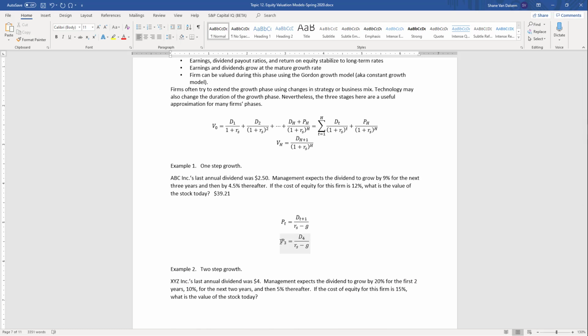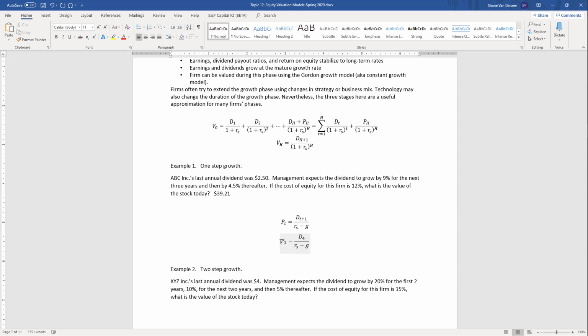The second is two-stage growth. It's the same idea, except we don't have just one period of high growth. We have 2 periods of high growth. It usually goes really high growth, and then that growth reduces and continues on for a while, and then we finally go down to the constant growth for the firm.